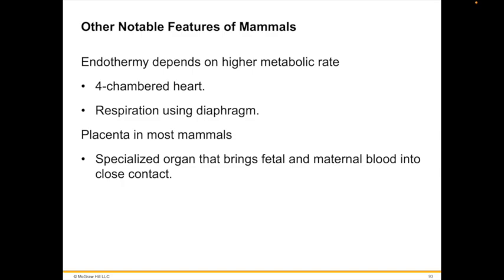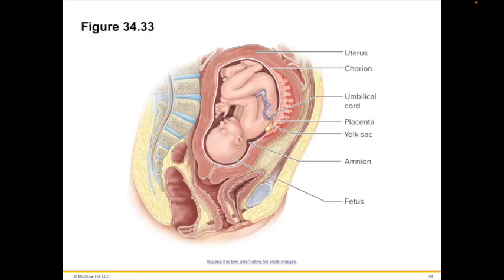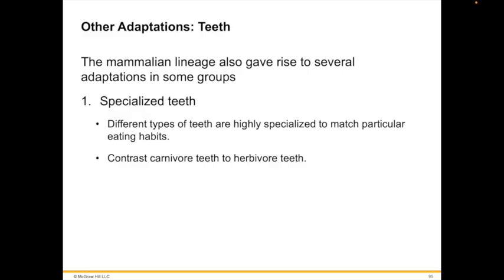And then the placenta. In most mammal species, females carry the developing young internally in a uterus, nourishing them through the placenta, and give birth to live young. The placenta is a specialized organ that brings the bloodstream of the fetus into close contact with that of the mother. Food, water, and oxygen can pass across from the mother to the child, and wastes pass over to the mother's blood to be carried away.